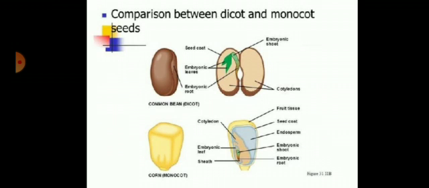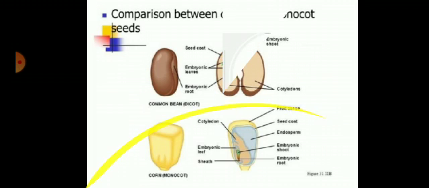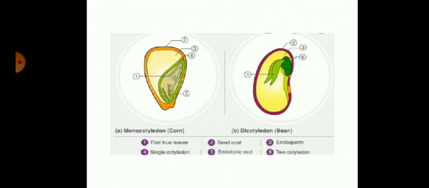Let's see the comparison between dicot and monocot seeds. Dicotyledons have seeds with 2 cotyledons. Example pea, bean, castor. They have leaves with netted venation and taproot system. Monocotyledons have seeds with 1 cotyledon. Example maize, rice, wheat. They have leaves with parallel venation and fibrous root system.